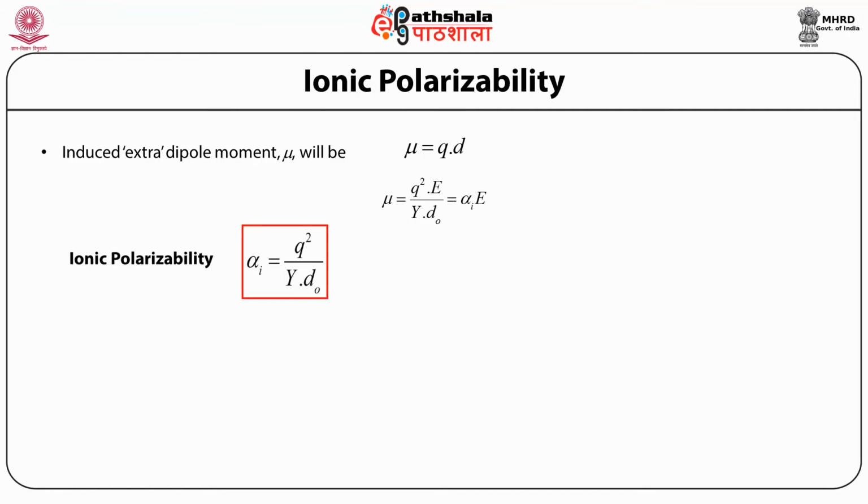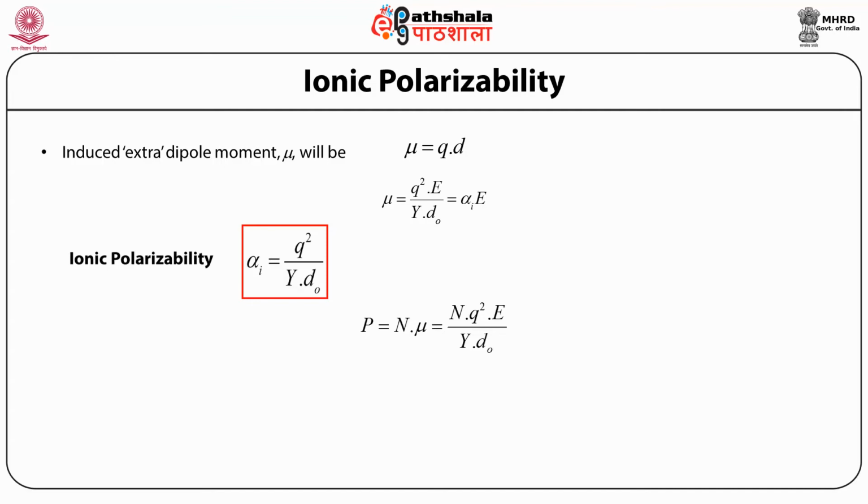So from where has this expression come? Let's see. We know that the polarization P can be written as N into mu. So N into mu is equal to N into the value of mu, that is Q square E upon Y d naught. So the polarization now becomes N Q square E upon Y d naught, where N is the dipole density per unit volume. So students, please note that here we considered electric field E parallel to the main crystallographic axis.